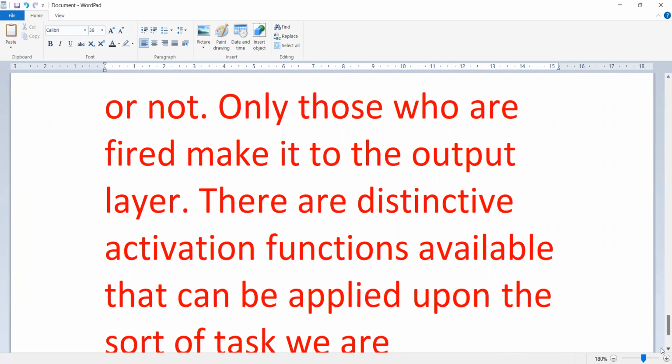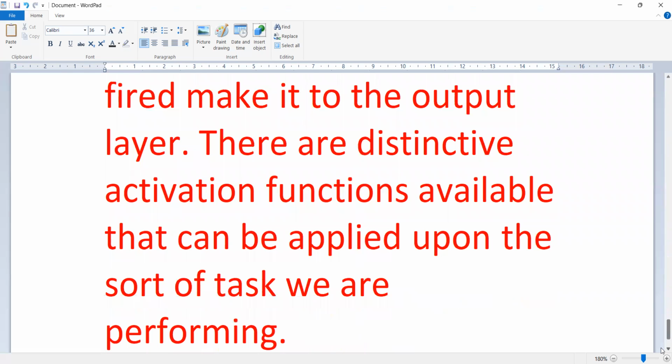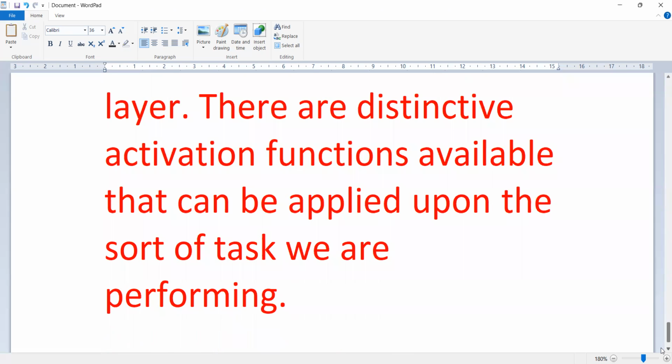Those inputs that are fired are taken to the output layer. There are distinctive activation functions available that can be applied depending upon the sort of task we are performing.